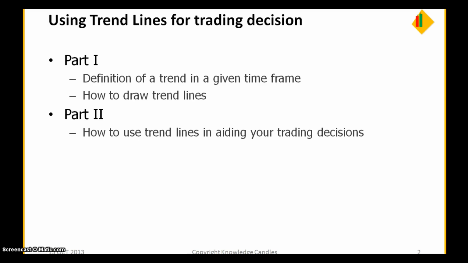Trend lines is a very simple concept, but it can be a very powerful tool if used correctly in making your trading decisions. It can be used as a sole tool to formulate a trading strategy, or it can be used alongside other tools. So in part 1, we will talk about how to define a trend in any given time frame and how to draw trend lines correctly. And in part 2, we will cover some strategies using trend lines. We'll use trend lines to both go with the trend as well as take trades against the trend when price breaks the trend lines.